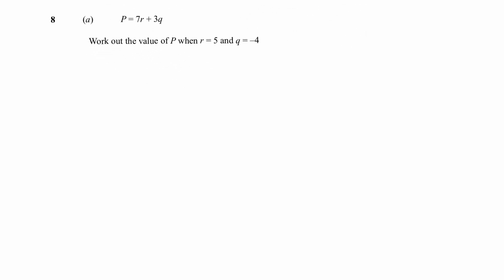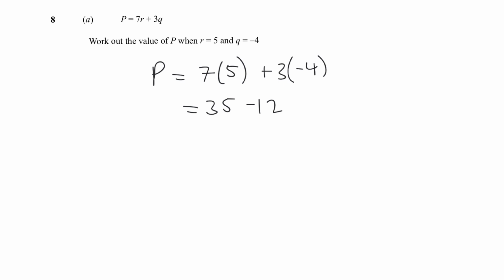And then question 8a, it says P is equal to 7R plus 3Q. It's given us values for R and Q and it wants us to substitute. So P is equal to 7R, which would be 7 times 5 instead, and then 3Q would be 3 times minus 4. So 7 times 5 is 35, 3 times minus 4 is minus 12, and then 35 minus 12 is equal to 23.